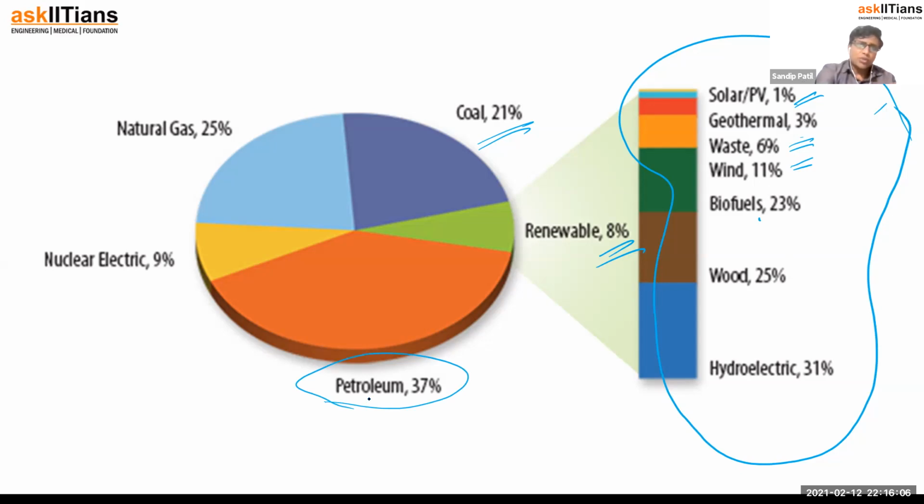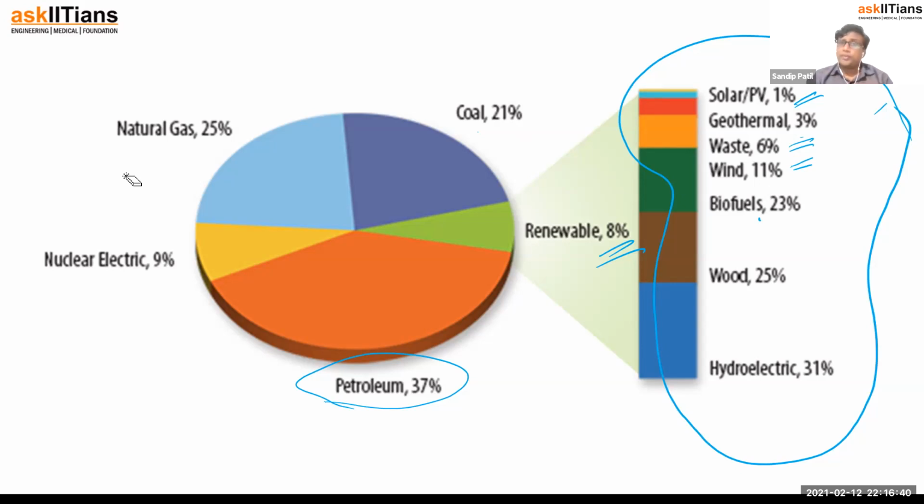Then natural gas. So we have already seen natural gas, coal, and petroleum. These are our fossil fuels. You can see almost how much? 25 plus 21 is 46. 46 plus 37 is almost 83, right? So a total of 83% of the energy we are using now is because of fossil fuels. So that's actually the big reason to worry.